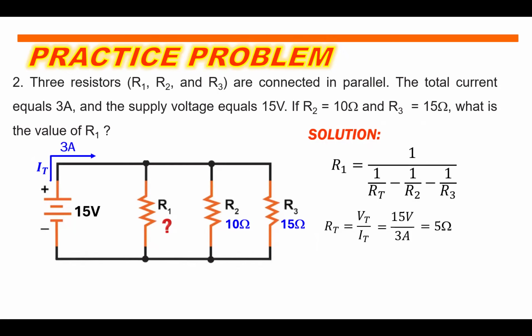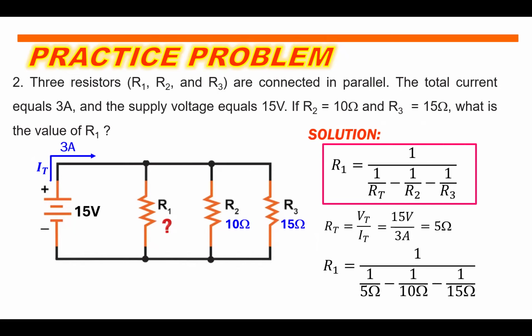So using this value for the total resistance, we will just substitute it into our equation for R sub 1. So R sub 1 will become 30 ohms. So this is the value of R sub 1.